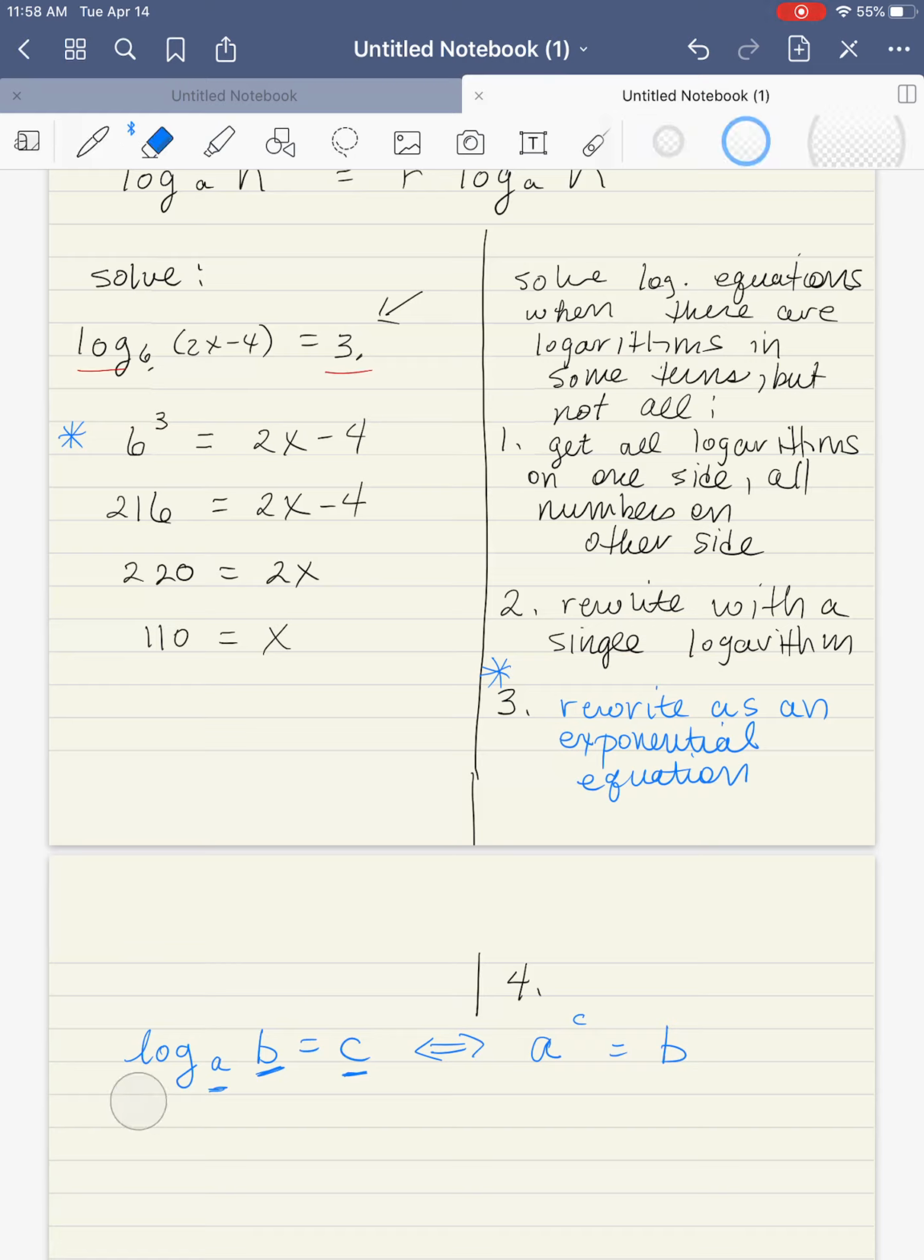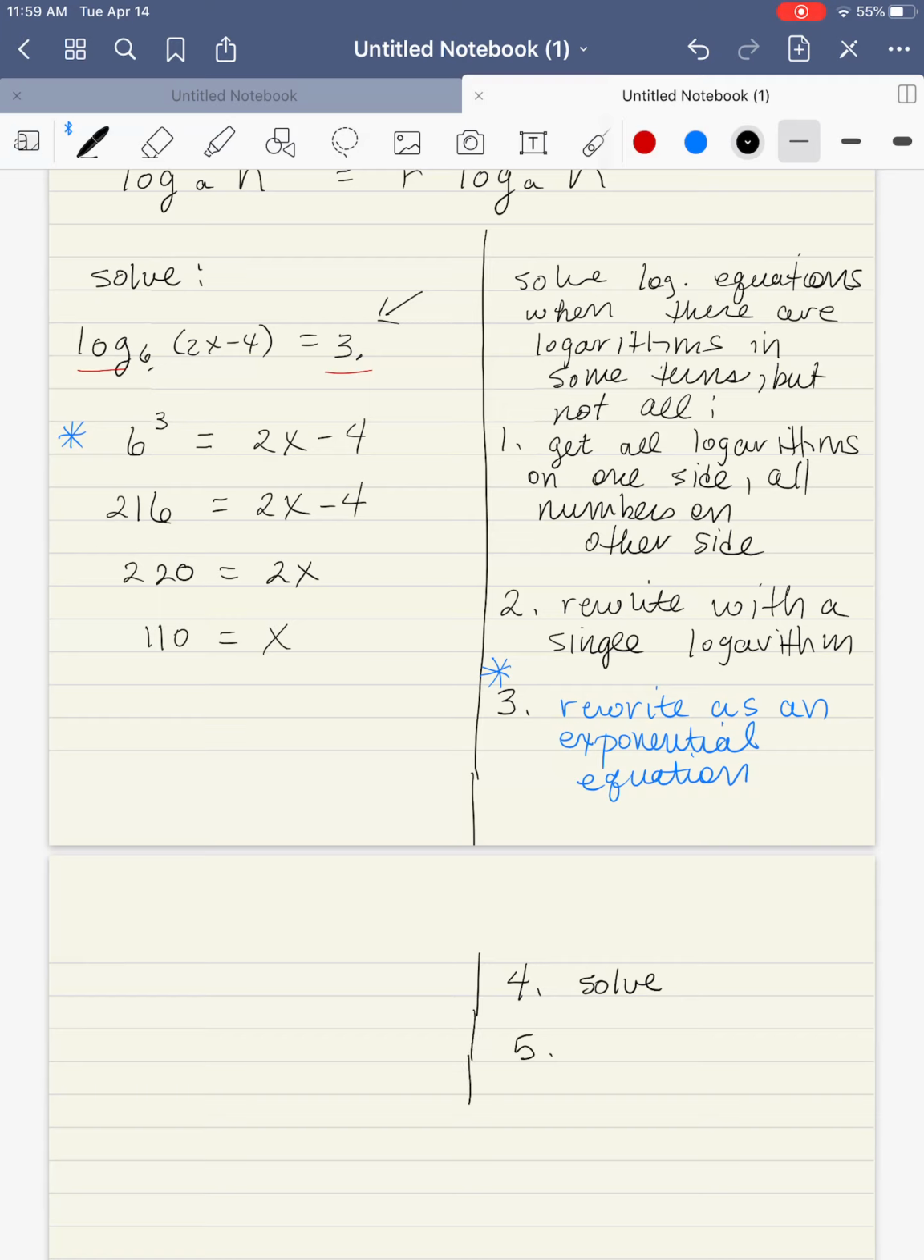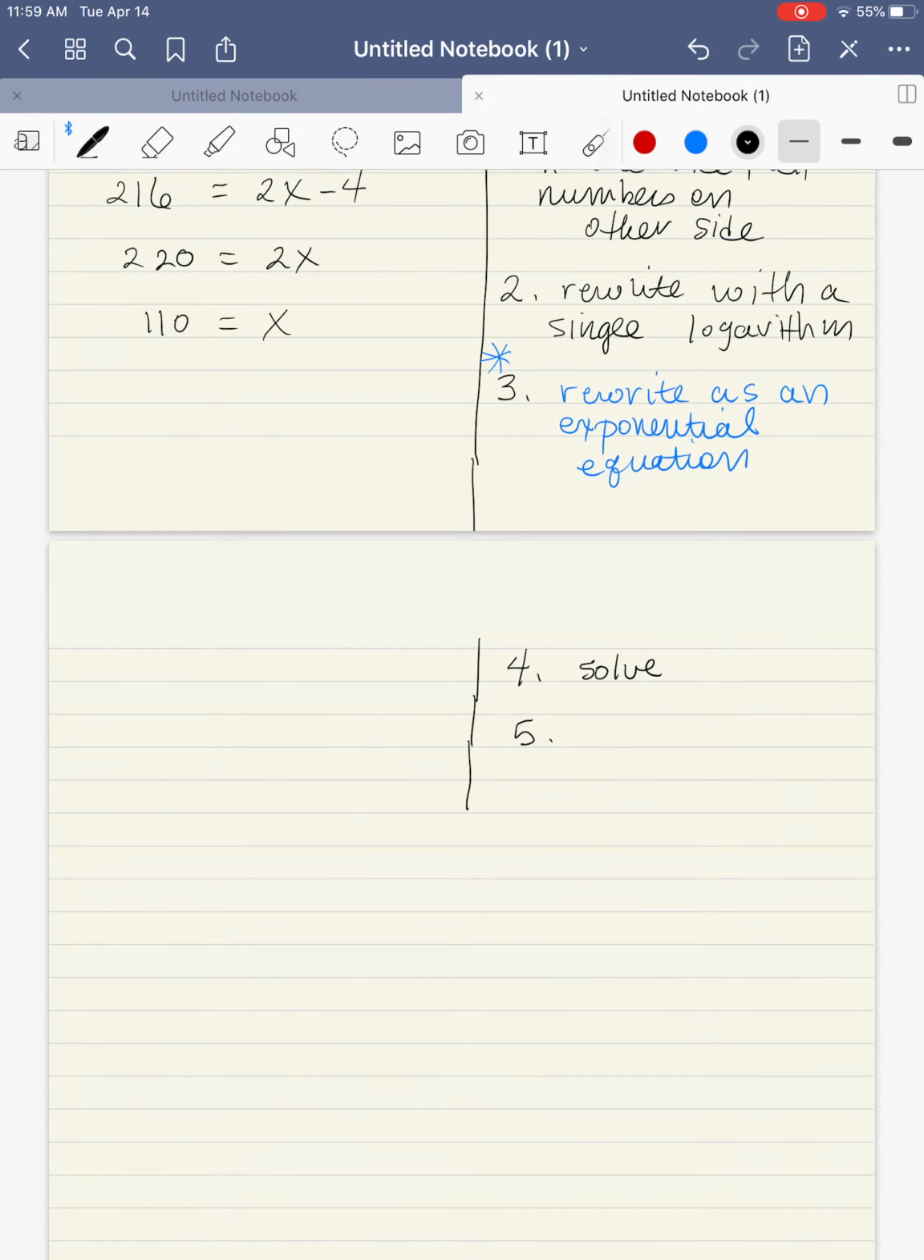So our fourth step here is to solve the resulting equation. And we're going to see that we have a fifth step as well. Remember when we are looking at a logarithmic equation that our domain here, when we're taking a logarithm, our domain is 0 to infinity, not including 0 and no negative numbers.